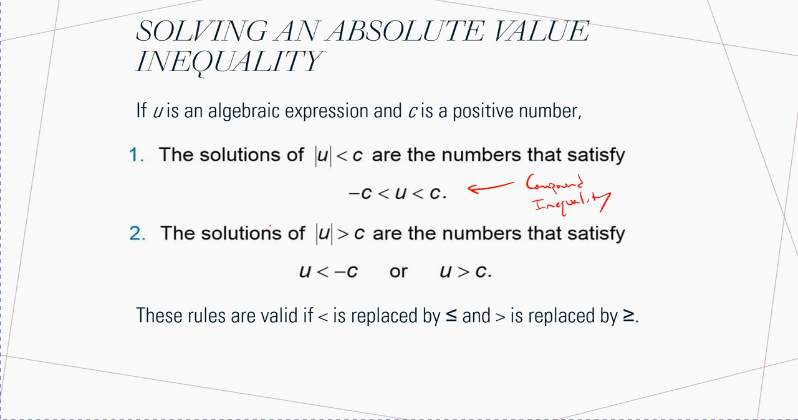While for this one here, the solutions of the absolute value of u is greater than c are the numbers that satisfy these two equations separately. So it's u is less than minus c, or u is greater than c. These rules still hold if you replace these strict inequalities with less than or equal to or greater than or equal to. It doesn't matter. All right, so let me do two different examples, so you can see here.